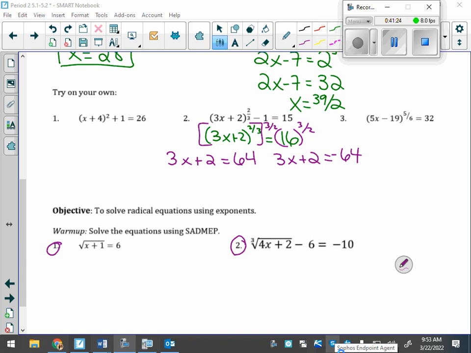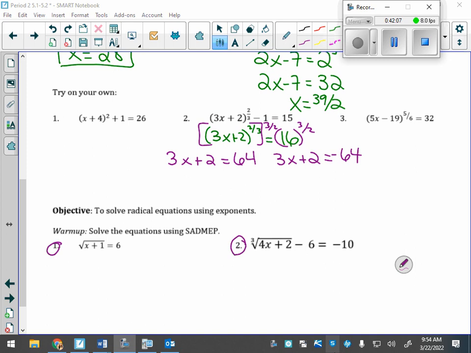All right. So for number 1, good. You subtract 1 first, then you take the square root, and you have x plus 4 equals 5, and x plus 4 equals negative 5. So your two solutions are 1 and negative 9. Good. For number 2, we started this out, so you have 3x plus 2 equals 64, and 3x plus 2 equals negative 64. So we have 62 over 3 and negative 66 over 3. Can we reduce anything? Correct. Yep, good. All right.